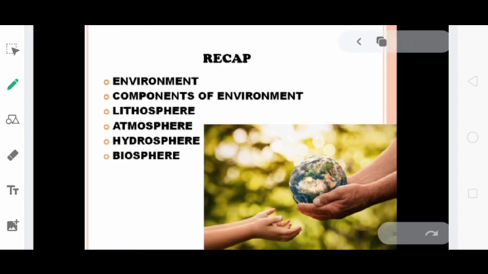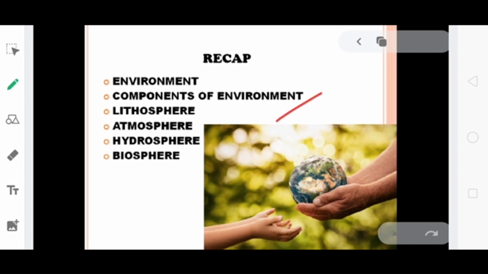Let's have a look at what we have discussed in part 1. We started with the topic environment and we discussed that environment is anything that surrounds us, whether it be place, people or nature. Then we divided environment into natural and man-made. Natural was further divided into biotic and abiotic. We have discussed that biotic is that which have life. Abiotic are those natural things which does not have life.